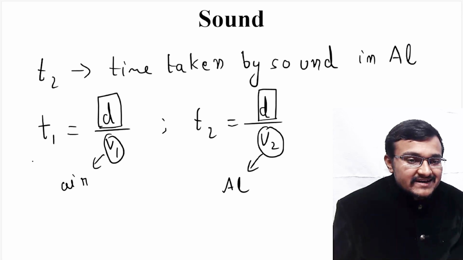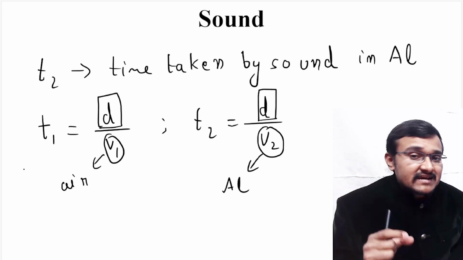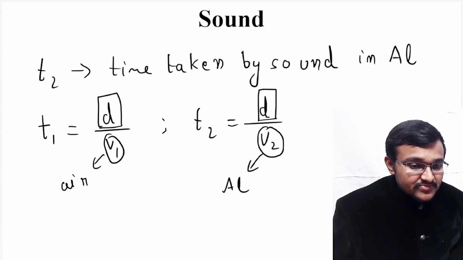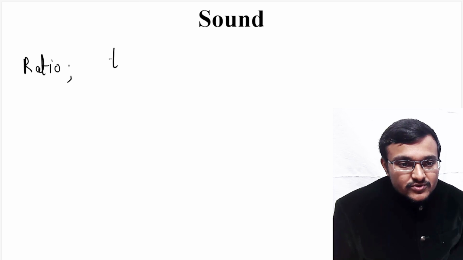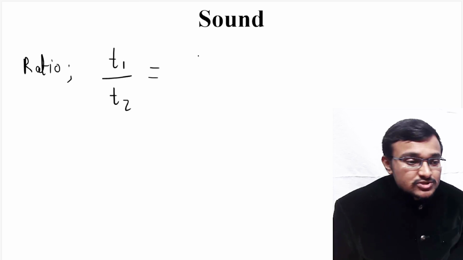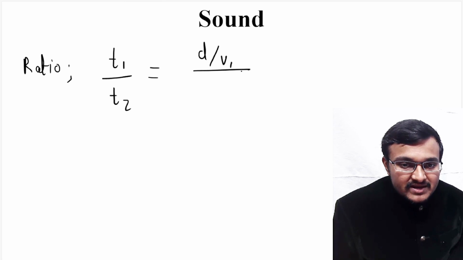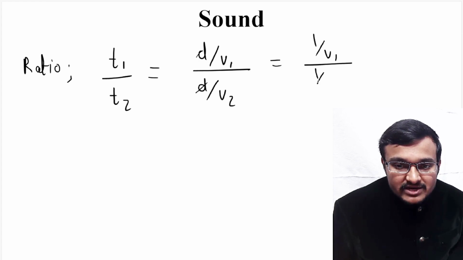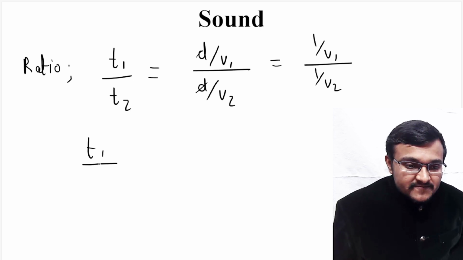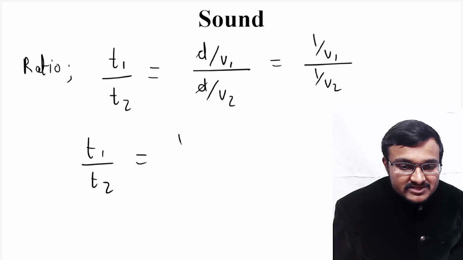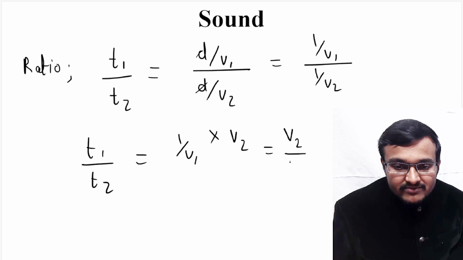Now you have to find the ratio between the time taken in air and the time taken in the aluminium rod for that particular sound wave. So you can take T1 by T2. What is T1? T1 is d by V1 divided by d by V2. Now this d and this d get cancelled with each other. So 1 by V1 will remain in the numerator, and 1 by V2 will remain in the denominator. So 1 by V2, when it goes to the numerator, it becomes V2. So that means 1 by V1 into V2, which is nothing but V2 divided by V1.